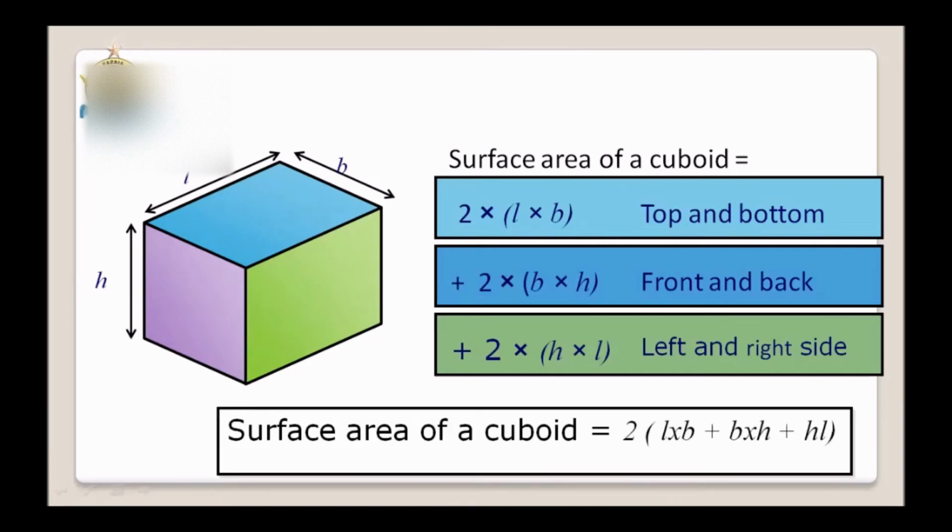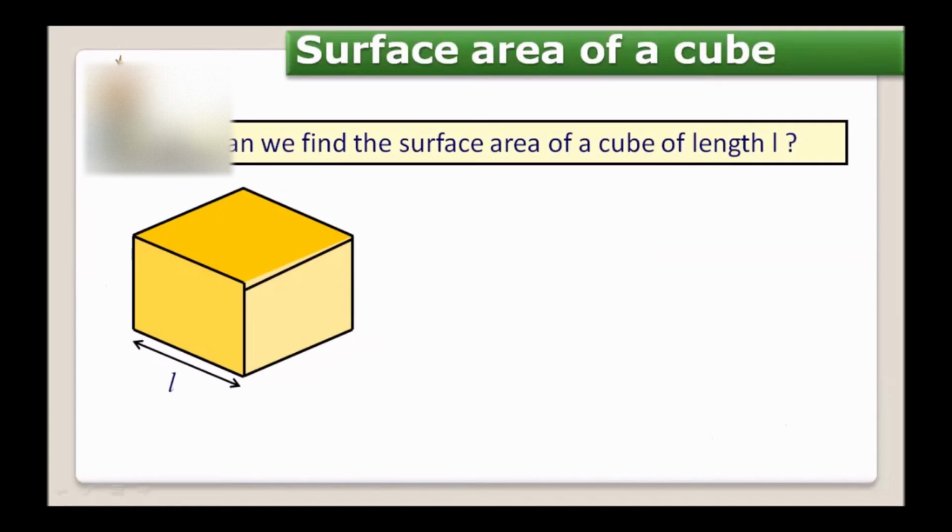Now, surface area of a cuboid consists of length into breadth plus breadth into height plus height into length and multiplied by 2. Now, this is the formula to calculate total surface area of a cuboid. And remember that cuboid has different lengths of each side. Now, if the sides are equal or edges are equal, then we say it a cube.